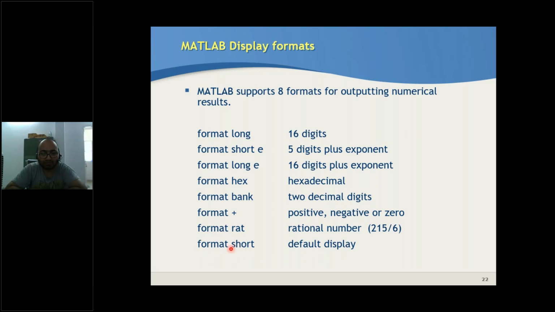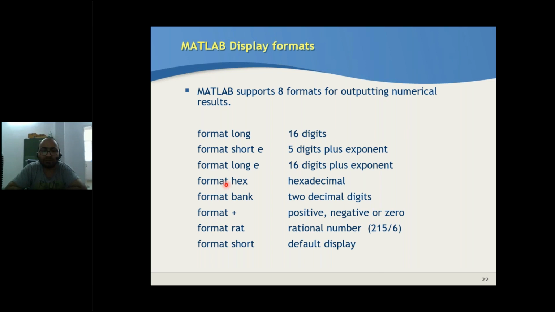And if you want to change the size or display of a particular variable, then you just have to use these types of formats. So suppose you are using format long, then after that when you type pi, it will display 16 digits on the command window. If you want to get the information in terms of magnitude plus exponent, then you have to use format short e. This will display 5 digits plus exponent value. Format long e will display 16 digits plus exponent value.